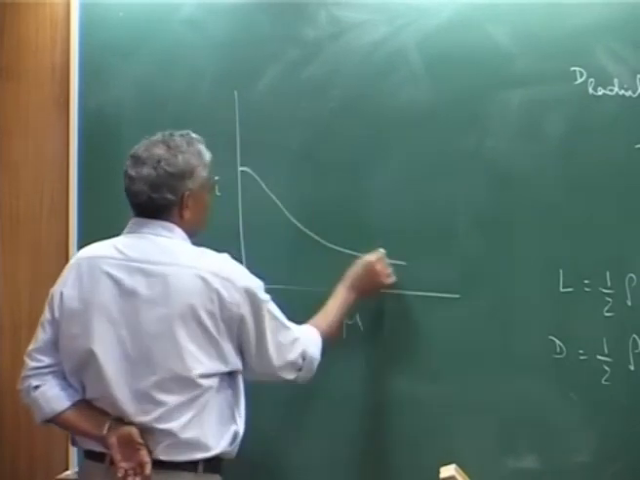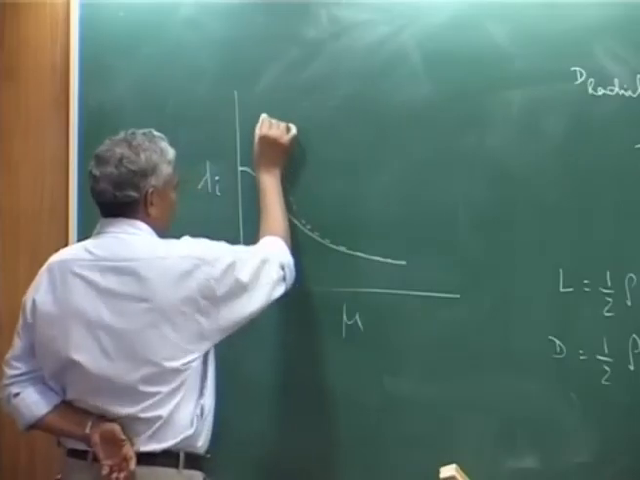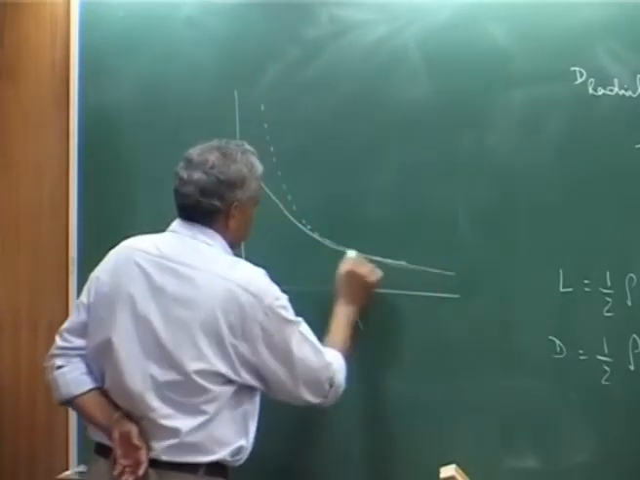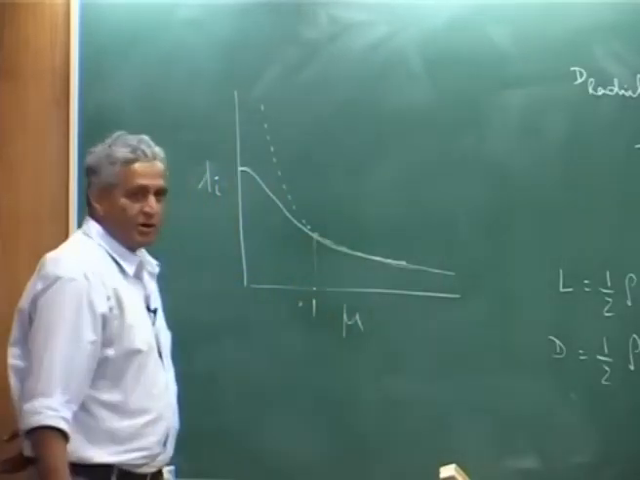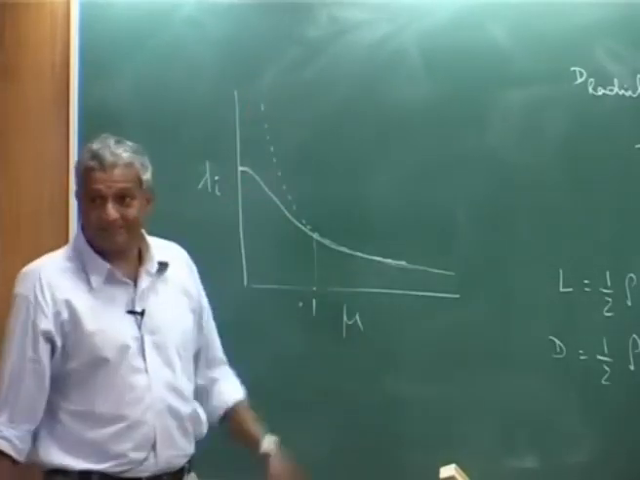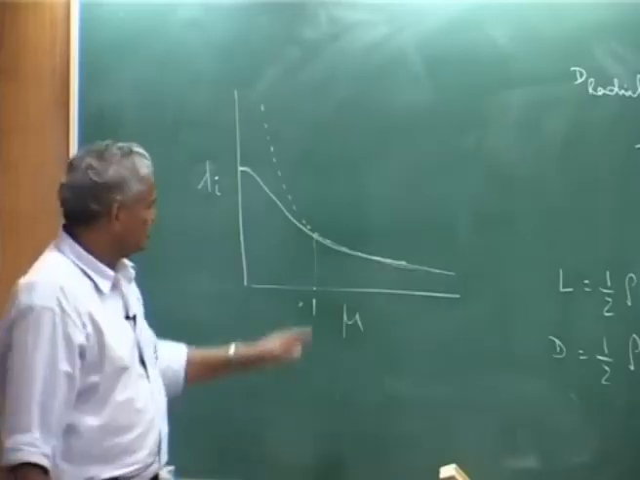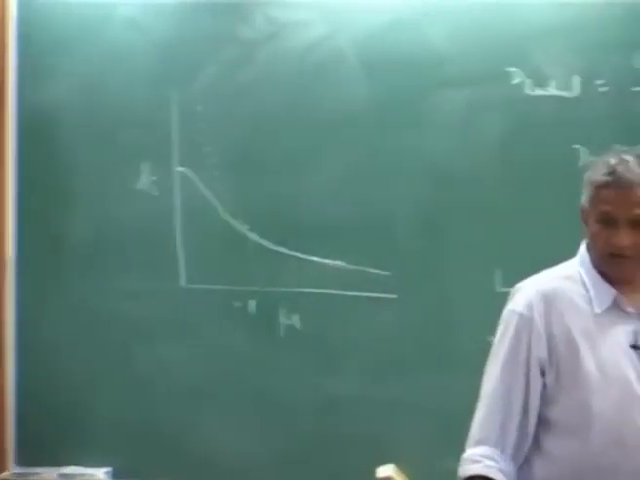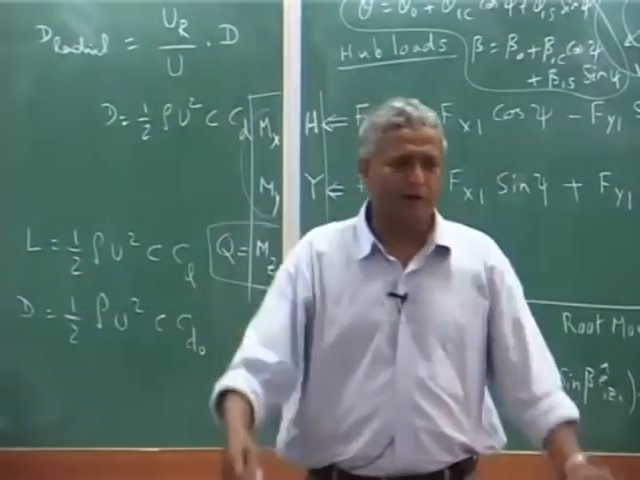Okay, it was coming down. Okay, it is around, we said somewhere around 0.1 mu, it starts deviating. If you look back, that is, you can take the high speed condition for mu greater than 0.1.